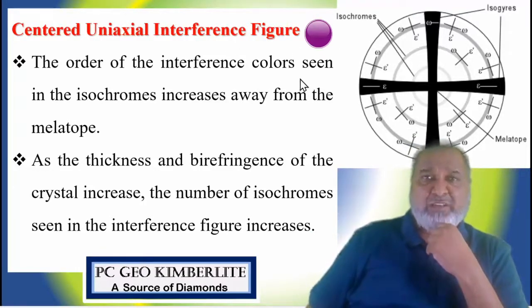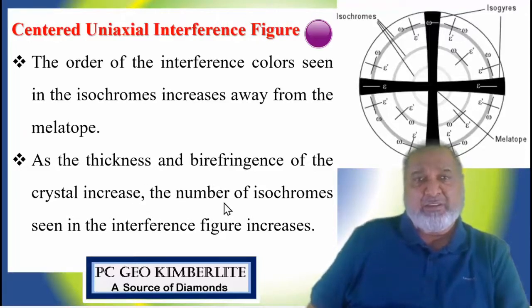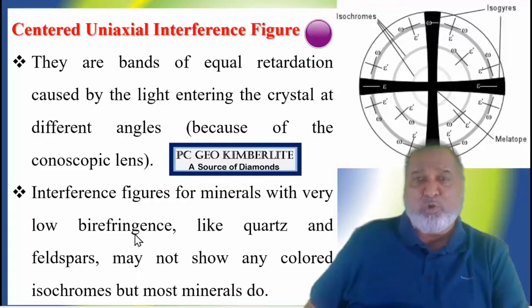The order of interference color seen in these isochromes increases away from the melatope. As the thickness and birefringence of the crystal increase, the number of isochromes seen in the interference figure increases. They are bands of equal retardation caused by the light entering the crystal at different angles because of the conoscopic lens. Interference figures of minerals with very low birefringence, like quartz and feldspar, may not show any colored isochromes, but most minerals do.